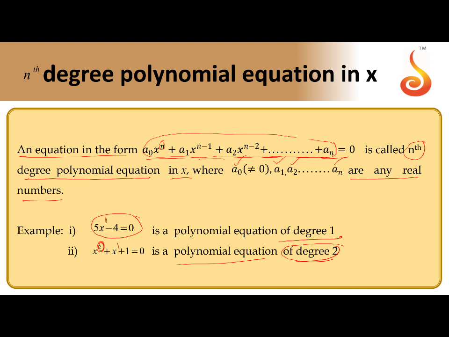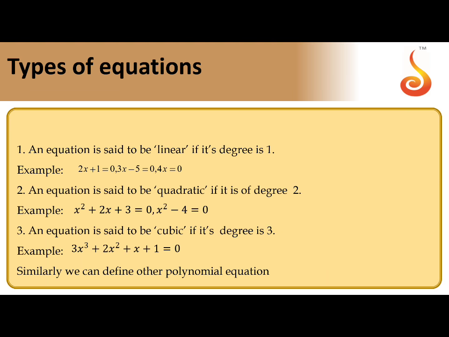Next, we will discuss the different types of polynomial equations. So, types of equations. An equation is said to be linear if its degree is what? 1. If its degree is 1, we call it a linear polynomial equation. So these are the examples of linear equations. Observe each equation: the power of x is 1. That's why we call it a linear equation. On looking at the equation, we can easily say that it is a linear equation because of degree 1.